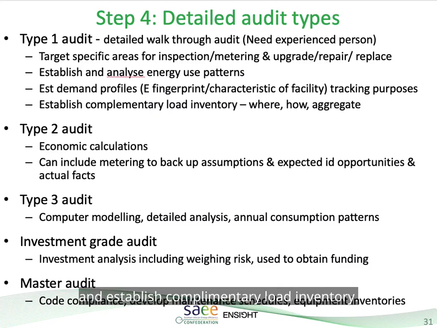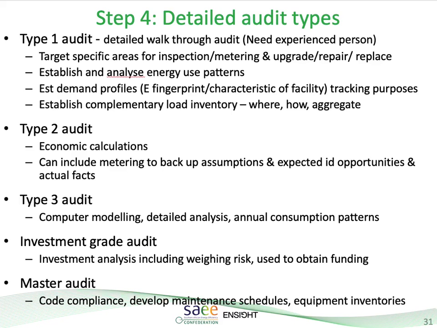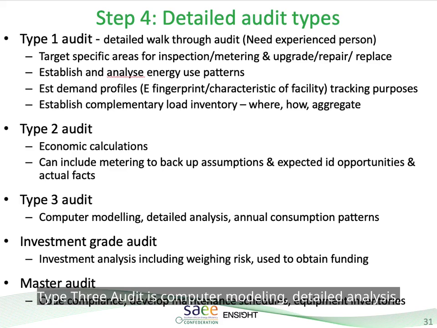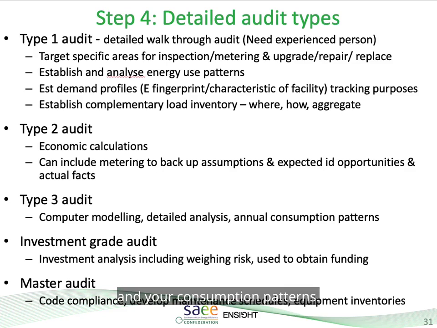Type 2 audit involves economic calculations. It can include metering to back up assumptions and expected identifications of opportunities and actual facts. Type 3 audit is computer modeling, detailed analysis, and annual consumption patterns. Investment grade audit is investment analysis including weighing risks, used to obtain funding. Master audit is code compliance, develop maintenance schedules, equipment inventories, and so forth.